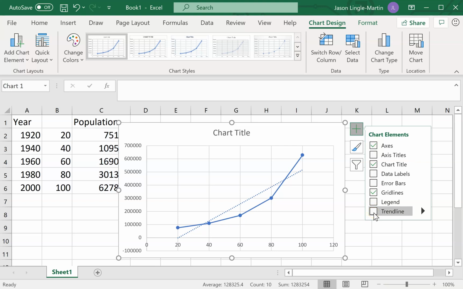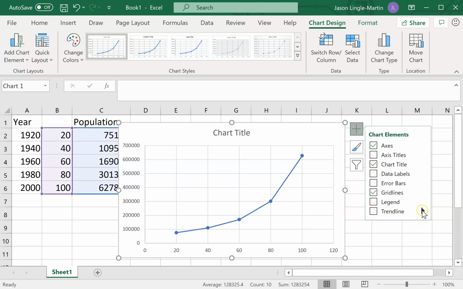So I'm going to choose trend line and choose an exponential trend line. So we can see that the exponential curve that best matches the data is not fitting precisely to the curve, but it's giving a model that kind of connects with that curved trend.